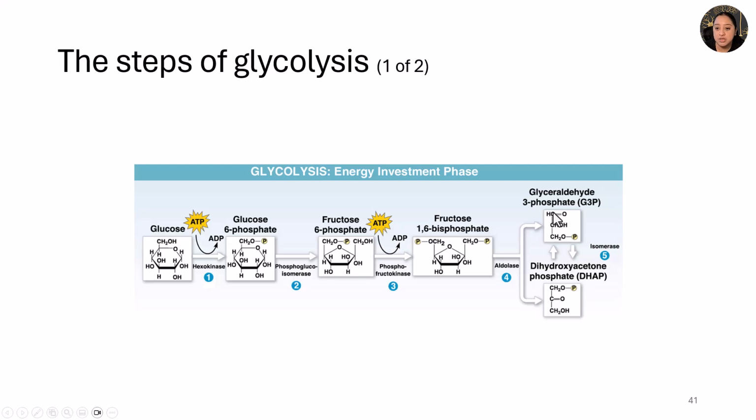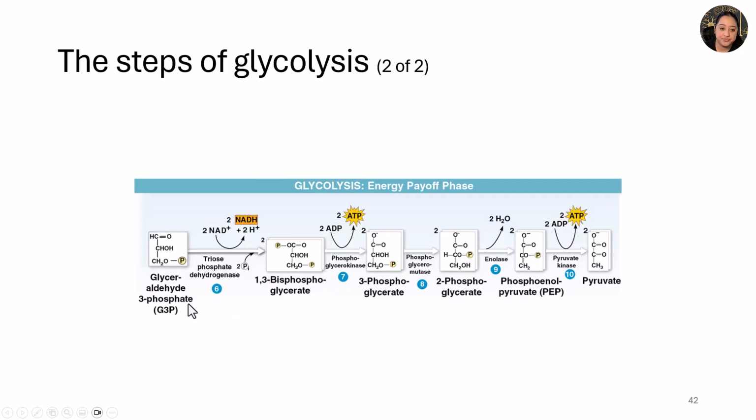So glycerol, and then there's an alcohol, and then a phosphate. And then one of those is G3P, and the other one is DHAP, dihydroxyacetone phosphate. And those are altered by isomerase. Each point is catalyzed by an enzyme, and at the very end, you have pyruvate, 2 molecules of pyruvate.